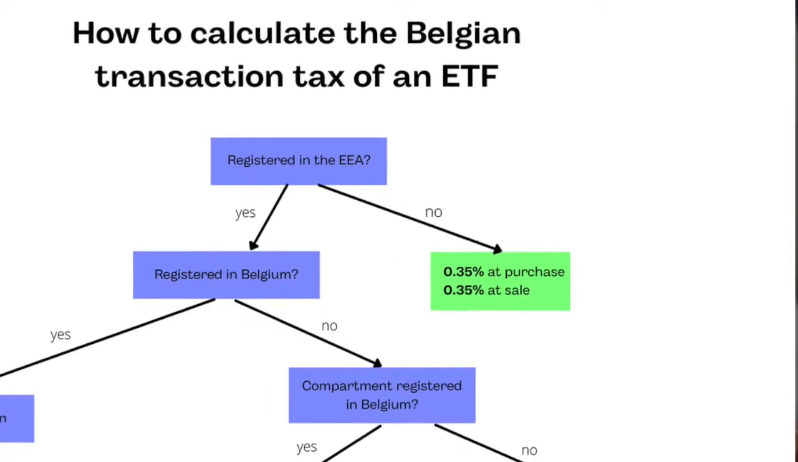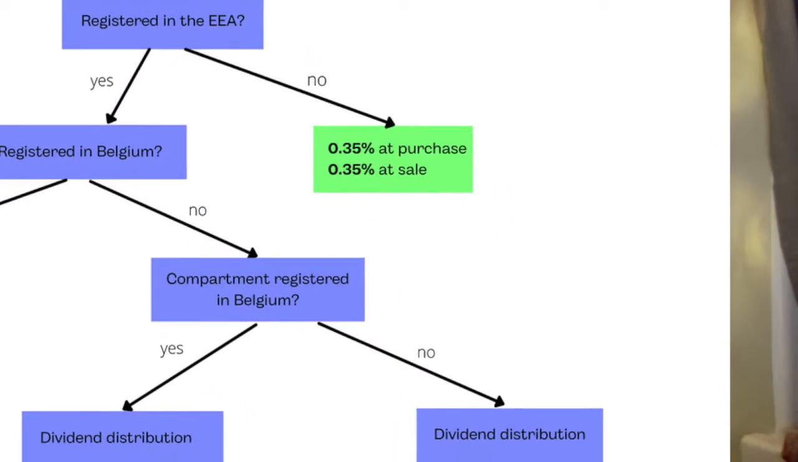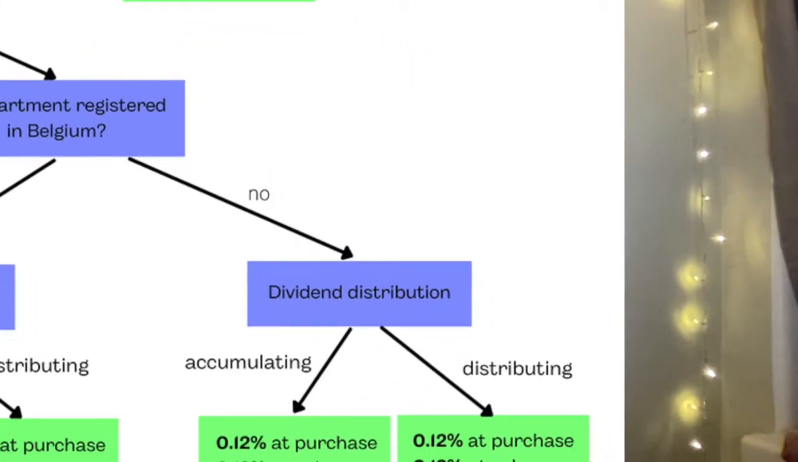So, the fund or one of its compartments is not registered in Belgium. For a distributing fund, that means the TOB is 0.12% at purchase and sale. For an accumulating fund, the TOB is 0.12% at purchase and sale.